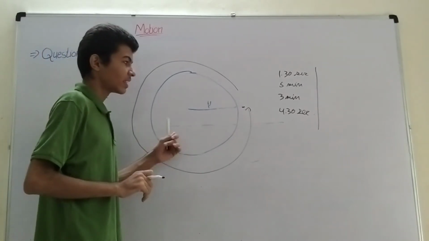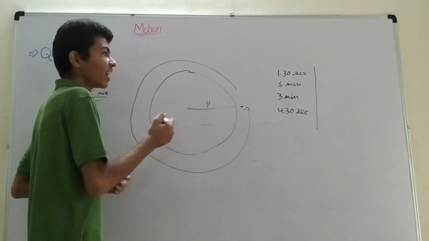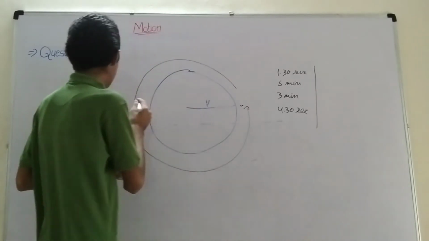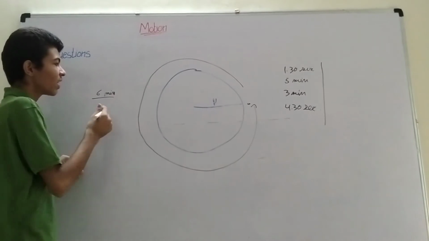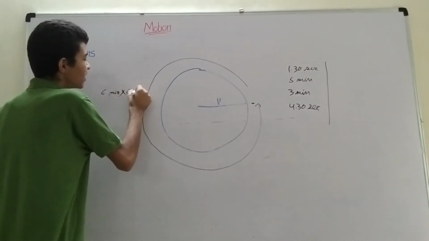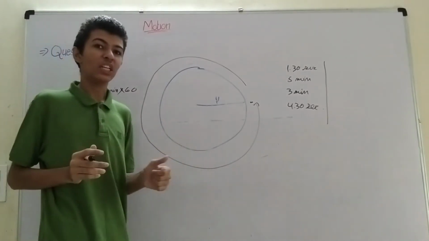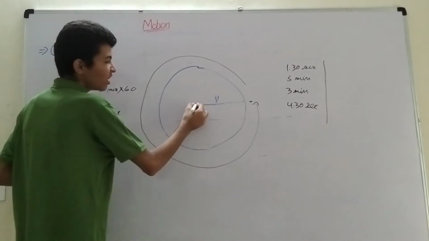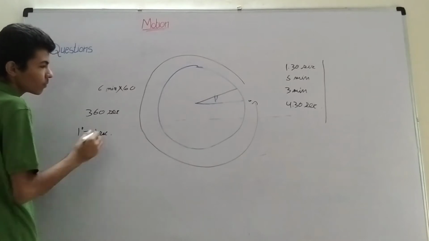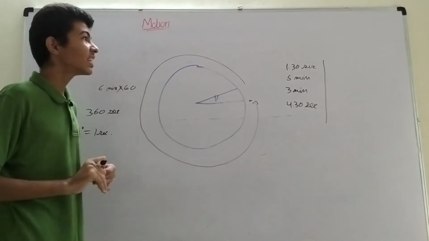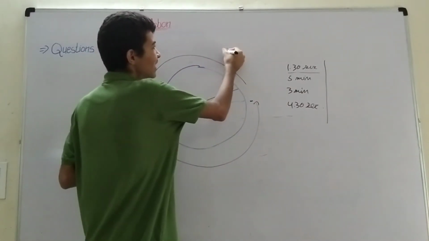So let's find out its answer. It takes 6 minutes to cover the circular round. So in 1 minute, what would be the distance covered? Multiplying by 60 gives 360 seconds, so it completes one round in 360 seconds. We can say that it covers 1 degree in 1 second. Let's take the first scenario, 1 minute 30 seconds, that would be 90 seconds.